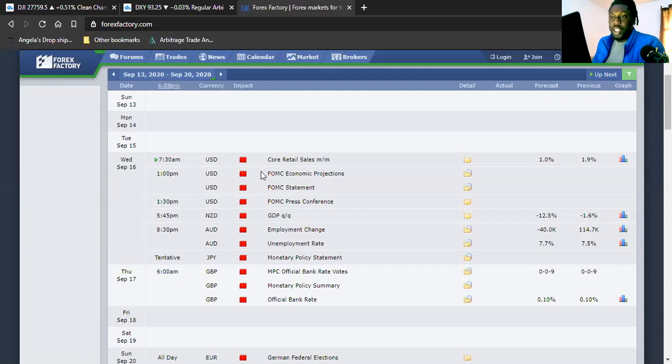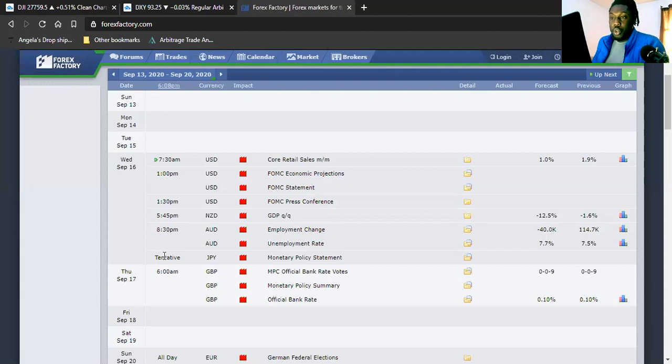Wednesday, we do have a lot of USD news starting at 7:30 a.m., which is core retail sales. And then we have FOMC. Now, a lot of you guys are well aware that FOMC usually brings a lot of volatility to the market, so that's something we should pay attention to. And that is going to run between 1 to 1:30.